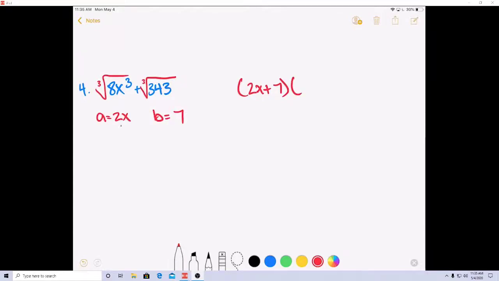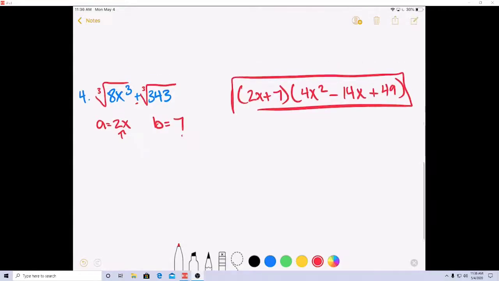Again, a squared means you have to square both of these, this 2 and this x, so it becomes 4x squared. Minus, in this case, because it's sum of cubes, so use the right formula. A times b is 2x times 7, or 14x. And then plus b squared, so if I square 7, I get 49.